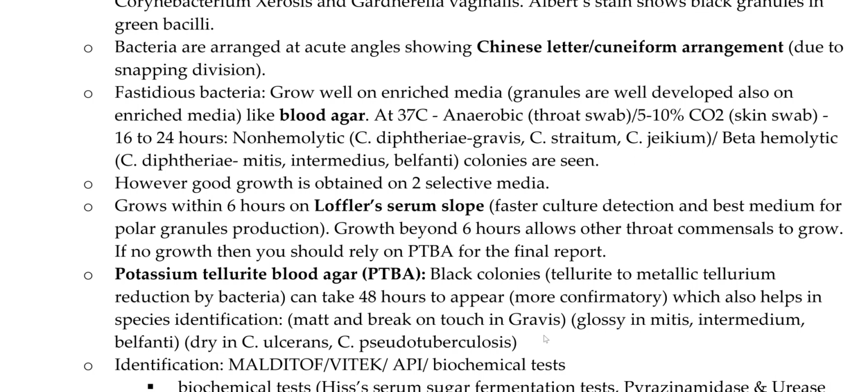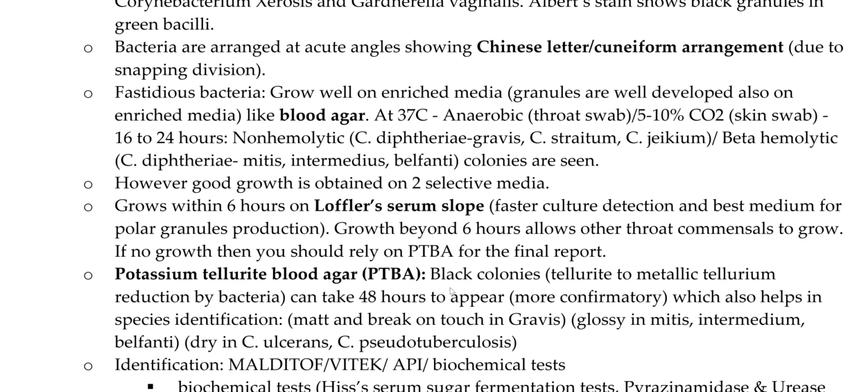So it helps in species identification also. Based on the black colony characteristics, you can say whether it is gravis, mitis, intermedius, belfanti, or any other species like ulcerans and pseudotuberculosis. In ulcerans and pseudotuberculosis, usually dry colonies are seen. If you see glossy colonies, then mitis, intermedius, and belfanti are seen. If it is a matte colony and breaks easily, then it is gravis in nature.